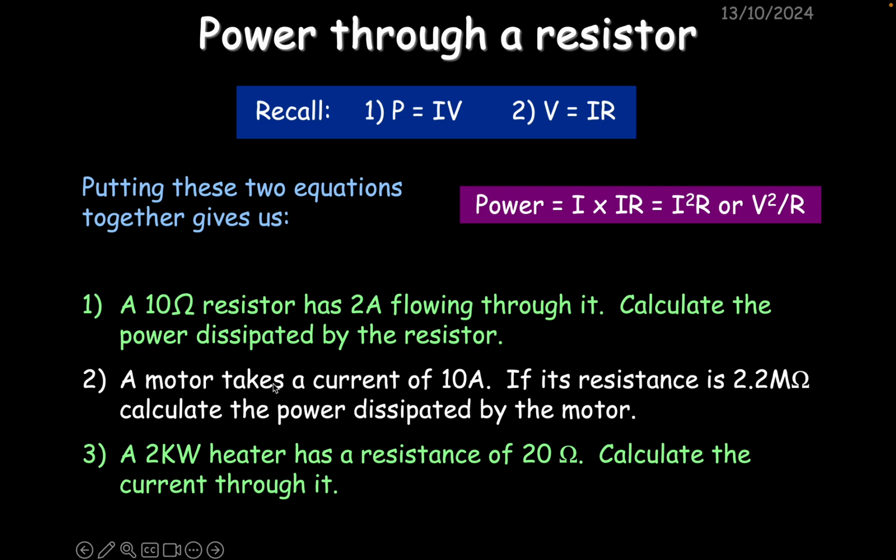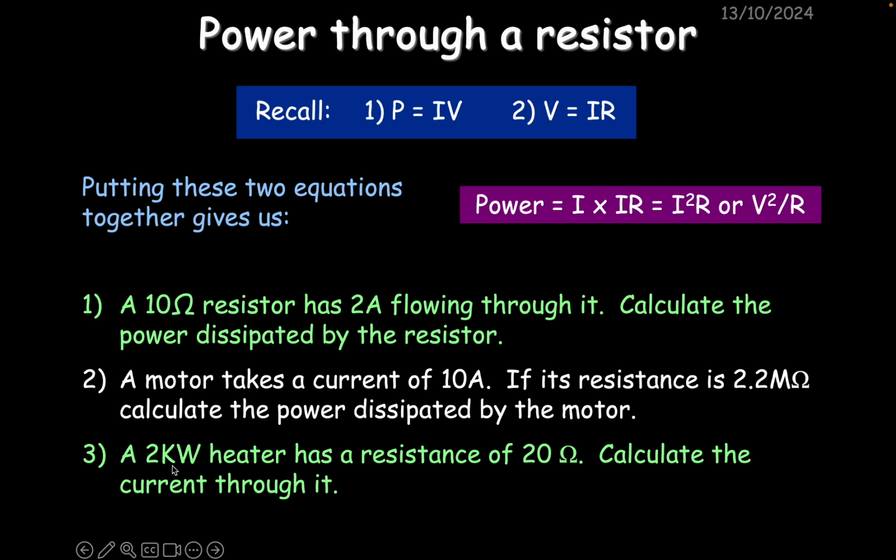And here they have a motor, they're giving the current, they're giving you the resistance in mega ohms. Don't forget, you have to change the prefixes to standard form, that'll be 10 to the 6th. So you've got the resistance and the current again, they're just giving you a more difficult version of it with the mega ohms in there. And again, you use I squared R as a one-step solution to work out the power.